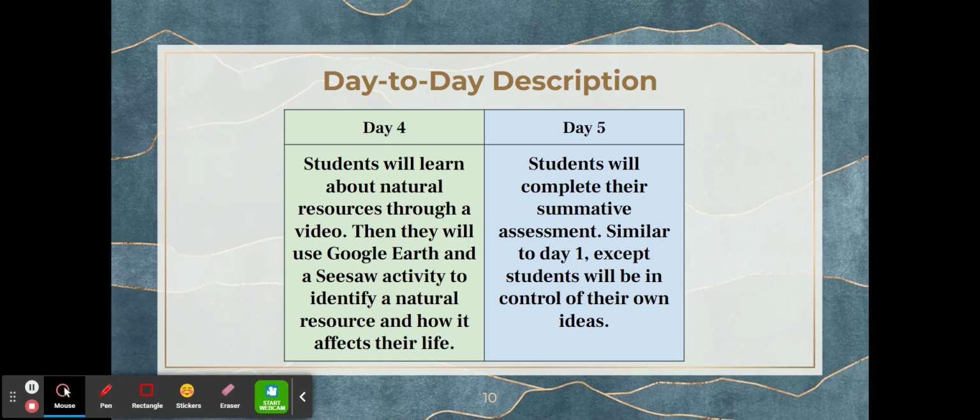On day 5, students will complete their summative assessment. This summative assessment will be discussed later on the last slide of our slideshow. However, it is similar to day 1, except students will be in control of their own ideas. Instead of completing this activity in 2 days, students will have the opportunity to show their mastery of content in 1 day and be able to use one specific location and then later infer what that location will look like in 200 years from now.